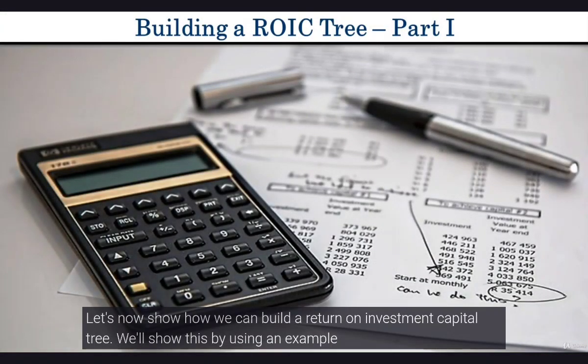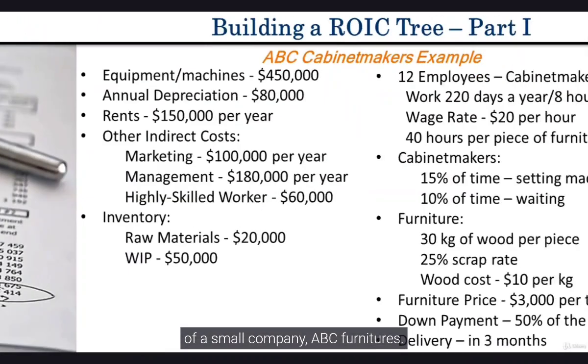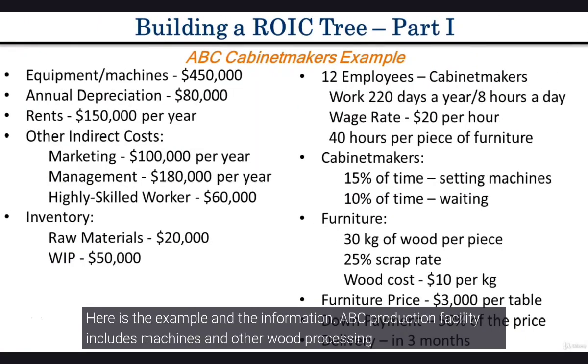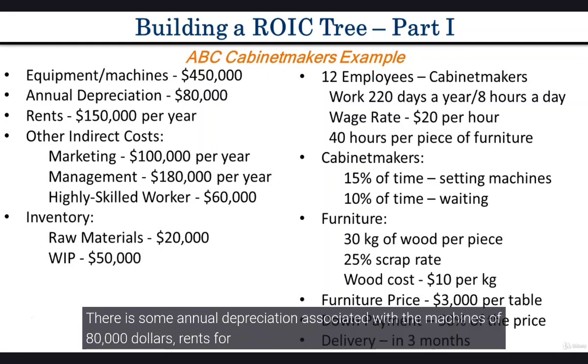Let's now show how we can build a return on invested capital tree. We will show this by using an example of a small company, ABC Furnitures. Here is the example and the information. ABC's production facility includes machines and other wood processing equipment valued at about $4,000 and $1,500. There is an annual depreciation associated with the machines of $80,000.